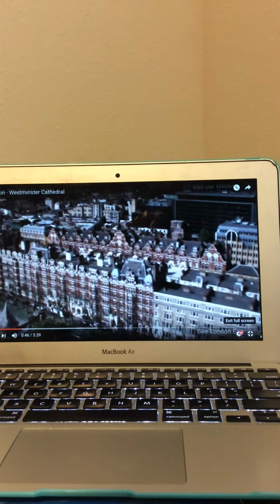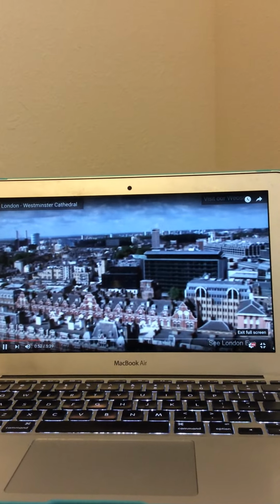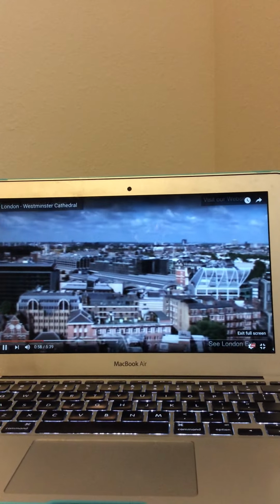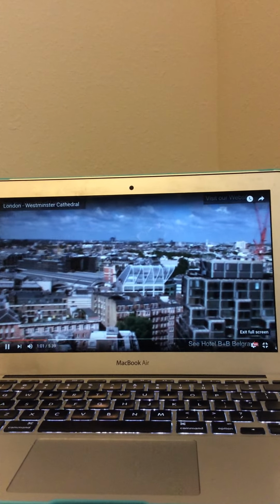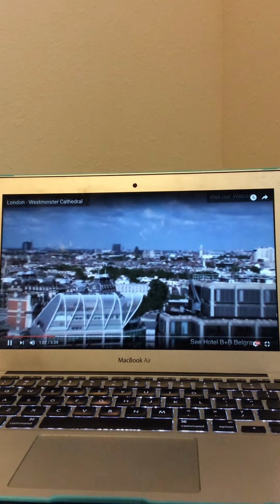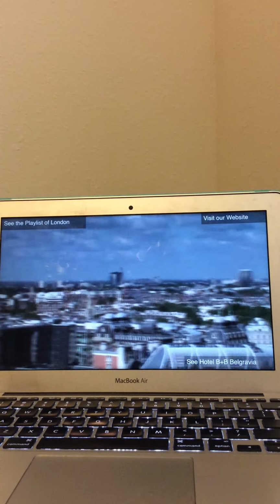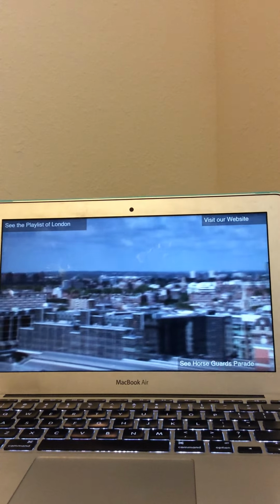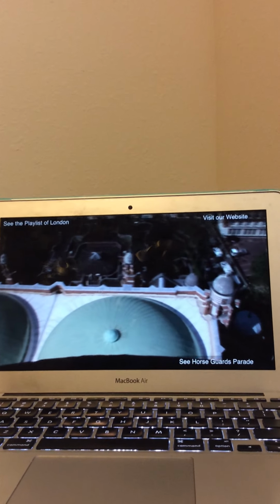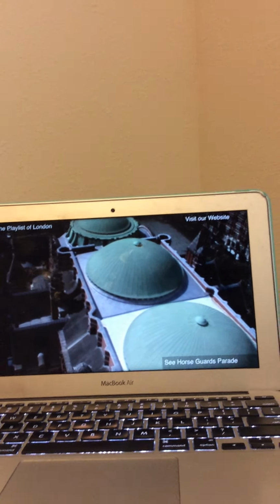This is a view from the bell tower of London. And these are the three domes on top of the cathedral.